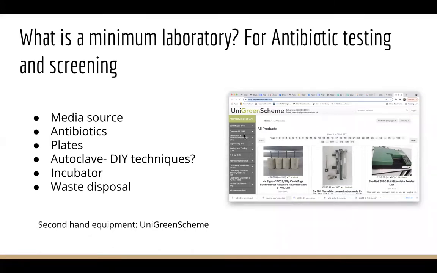They've got quite a lot of equipment, as you can see. They've got 3,000 plus products. They've got secondhand centrifuges as well, which is quite interesting. Yeah, so that's kind of cool.